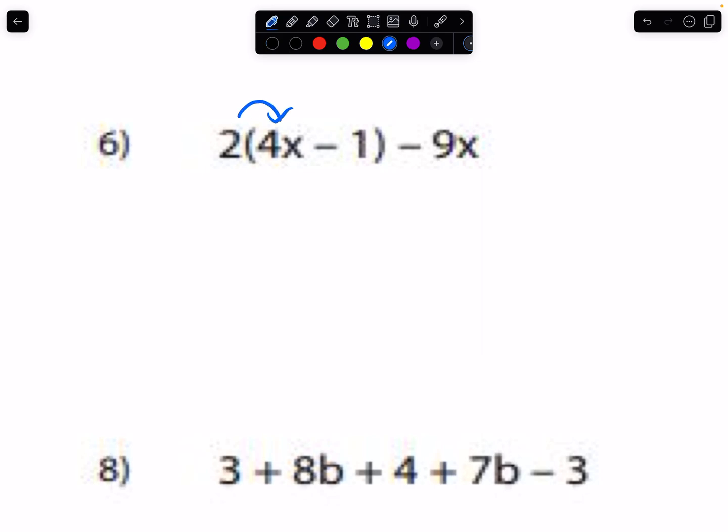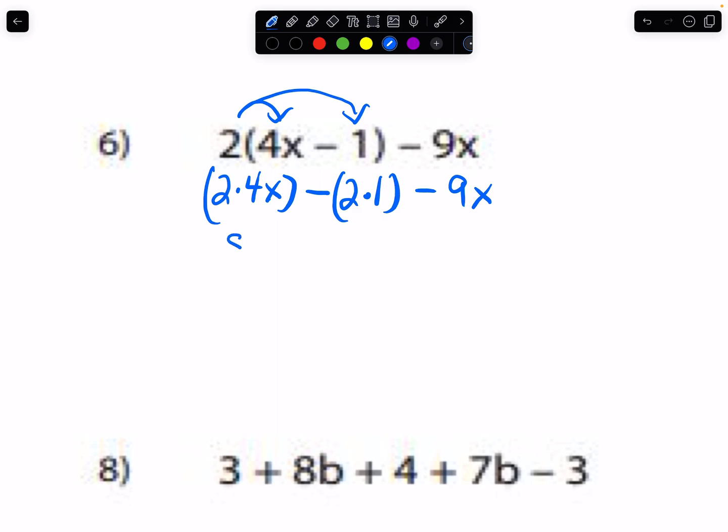Okay, I'm using the distributive property. This is 2 times 4x. I'm bringing down my minus. This is 2 times 1. And I'm bringing down the 9x because it doesn't change. Put these two together. The 2 times 4x becomes 8x. Bring down my minus. 2 times 1 is 2. Bring down the negative 9x.